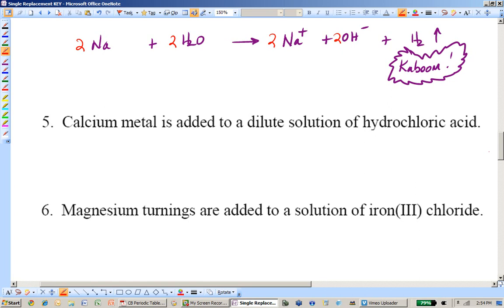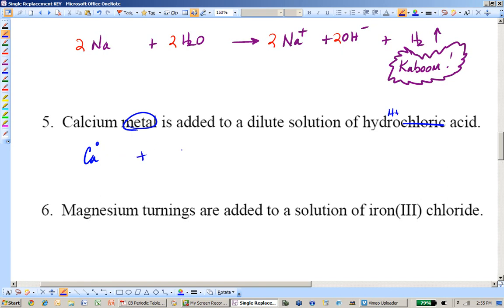All right, so number 5. Calcium metal. Again, that implies just plain old calcium with a 0 oxidation state. You don't have to put that, I just do it for emphasis. It is added to a dilute solution of hydrochloric acid. So this chloride part is just a spectator since silver, mercury, nor lead is present.